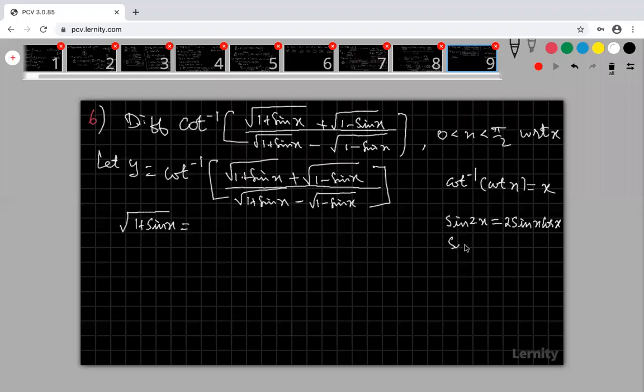Okay. Replace x by x by 2. This is also x by 2, here also x by 2, here also x by 2. So if you replace x by x by 2 here, I will get only sin x. But here it is sin of x by 2 into cos of x by 2. This is one formula. Right.